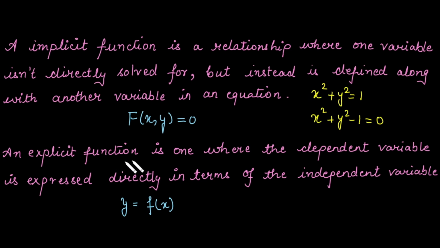Whereas the explicit function is one where the dependent variable is expressed directly in terms of the independent variable, meaning we are writing y as a function of x. So we can write y is equal to twice of x plus 3. Here y is the dependent variable and the independent variable is x. In the previous case, it is not mentioned whether x is the independent variable or y is the independent variable. Such a function is called an implicit function.